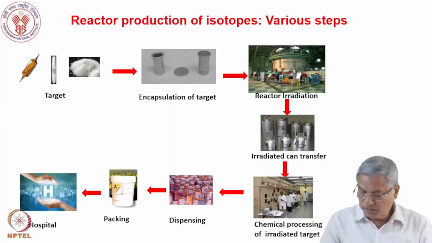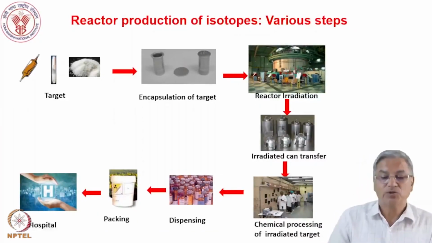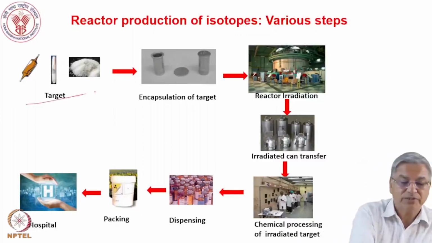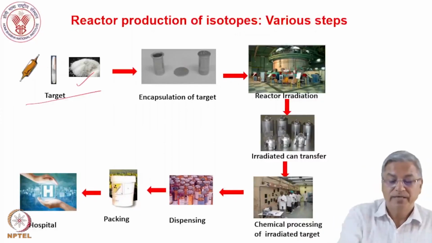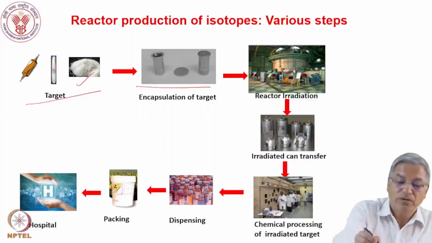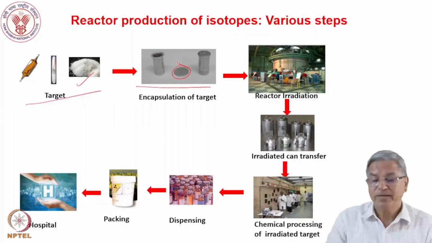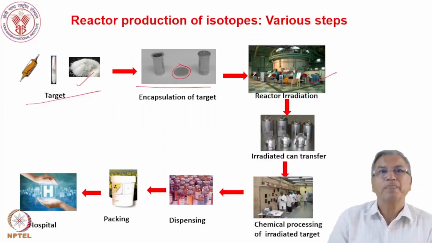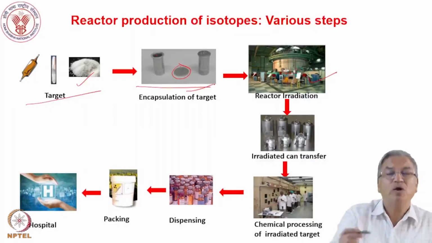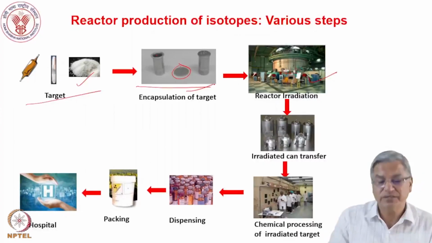This is a complete sequence of radioisotope production. You have the targets, you can have powder, you can put them in the tube, and then seal them in these aluminum cans. You fill the powder into this, then put a cap, do welding, and irradiate in the reactor. This has to go through a quality check so that it does not leak.